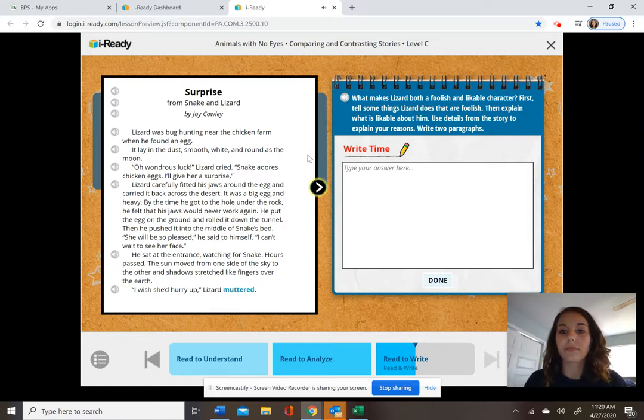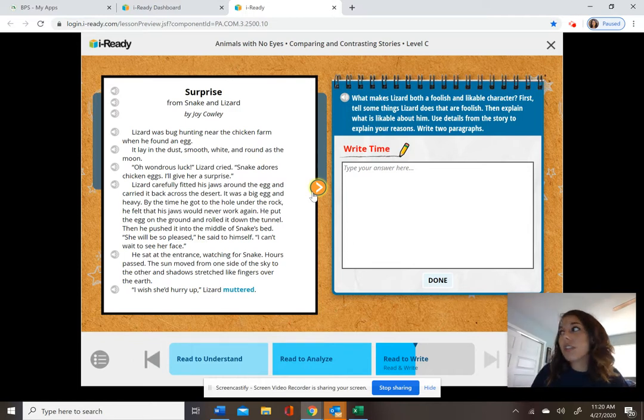Write 2 paragraphs. I don't care so much about you writing 2 full paragraphs, okay? I don't care so much about that as long as you give me text evidence. If you can give me 2 details from the story, maybe one how he's foolish and one how he's likable, I'm okay with that. So I like these arrows because it lets you use details from the story. It doesn't mean for you to say out of your head why you think he's foolish, you think he's silly, whatever. You have to tell me why.